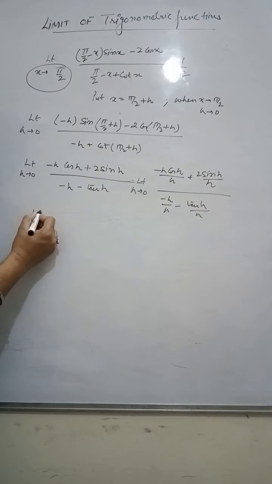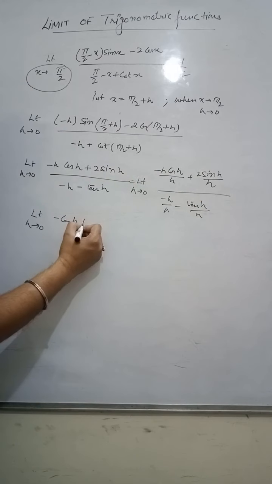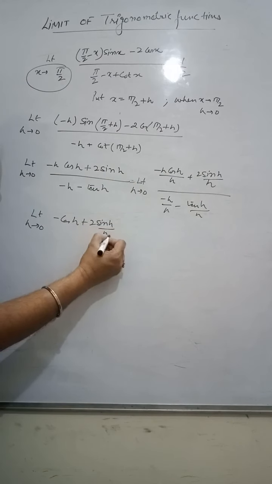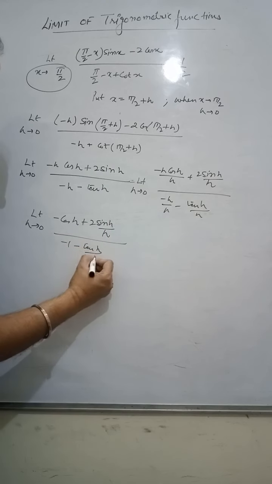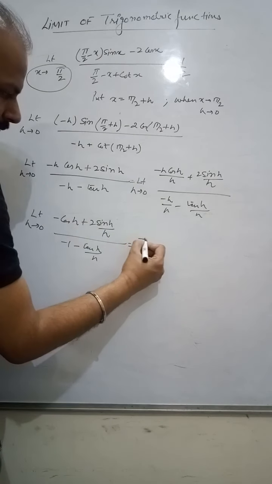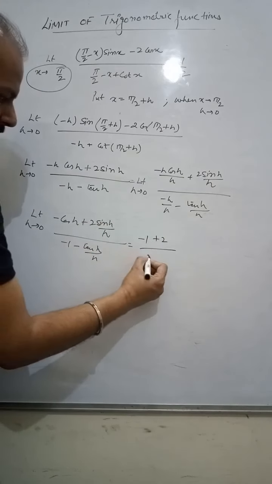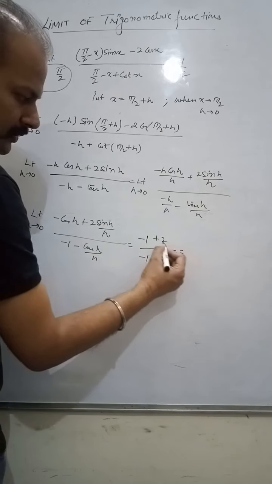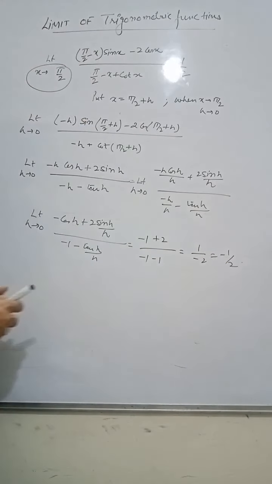Yes, what it becomes, this cancels down, minus cos h, this is 2 sin h by h, and this is minus 1 minus tan h by h. Yes, put h equal to 0, minus cos 0 is minus 1, limit 2 as it is, this is minus 1, tan h by h is 1. So this becomes 1 by minus 2, or we can say minus 1 by 2. So this is the way we find the limit of trigonometric functions.